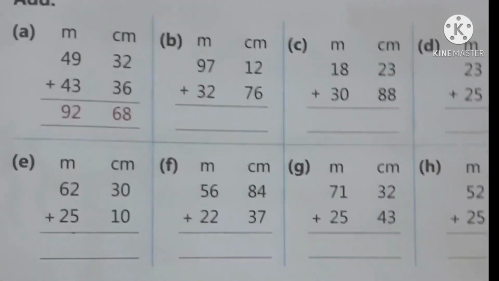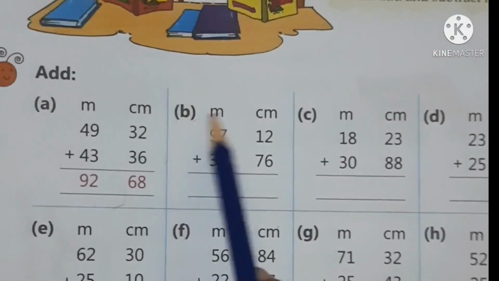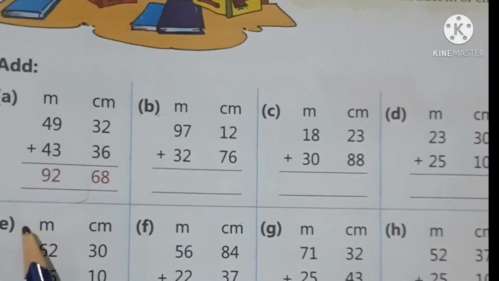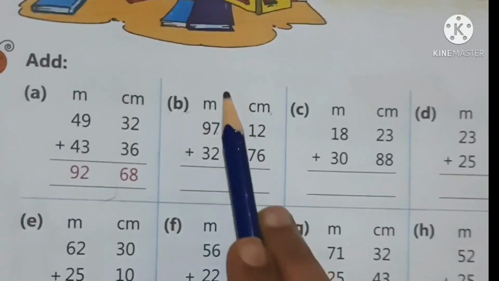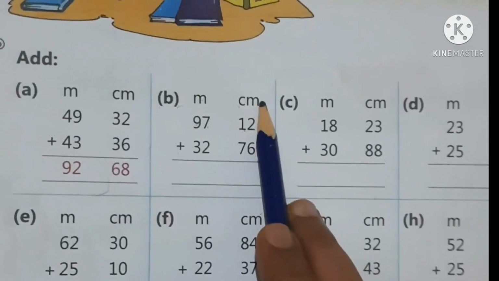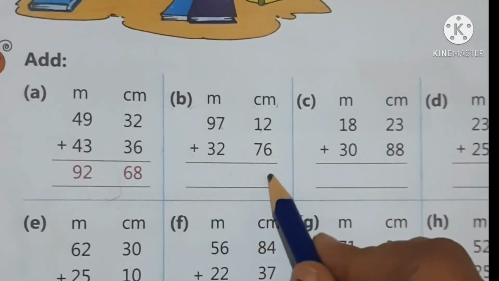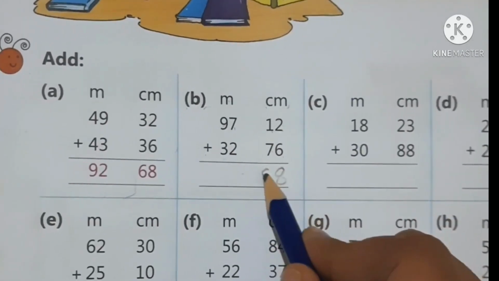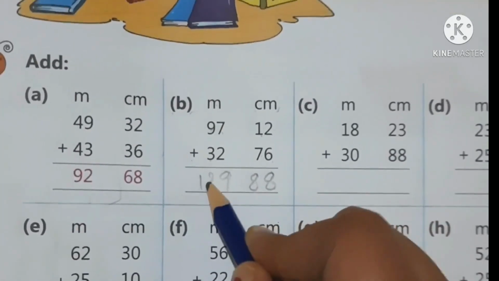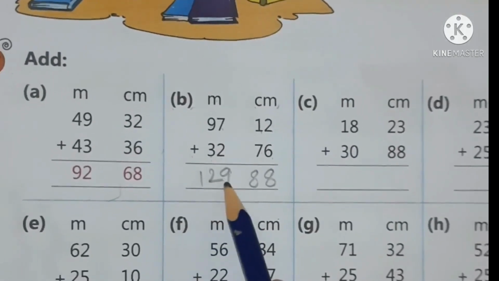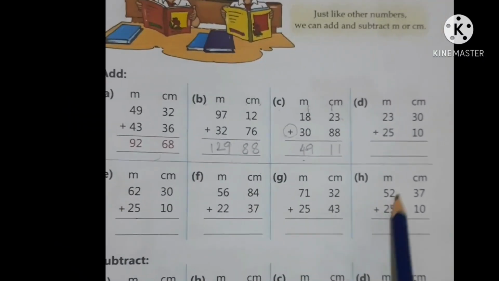Children, in page number 99, here we have to do additions. First one they have done for us. Let us see second one. The question is, we have to add 97 meters 12 centimeters with 32 meters and 76 centimeters. We should always add centimeters first. 6 plus 2 is 8. 7 plus 1 is 8. 7 plus 2 is 9. 9 plus 3 is 12. So, the sum is 129 meters 88 centimeters. The same way, complete the remaining problems.